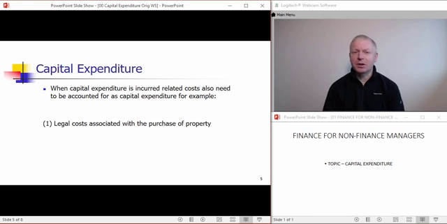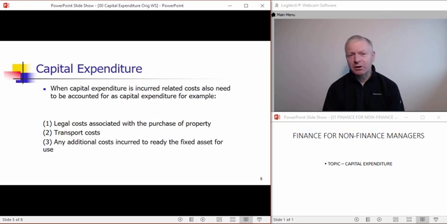Going back to our previous example, if you spend $10 million on a hotel and it costs you $100,000 worth of legal fees, the $100,000 gets added to the $10 million, and that's all capital expenditure. Another item you need to be aware of would be transport costs. Let's say you're buying some machinery in America and you're exporting it over to Europe. The cost of the transport would also need to be added on to the actual price of the equipment you're purchasing. And then finally, any other costs that are incurred in order to get the fixed asset into operation in your organization. So if you have to get some kind of technician to integrate some machinery into your production line, that would also be the case.